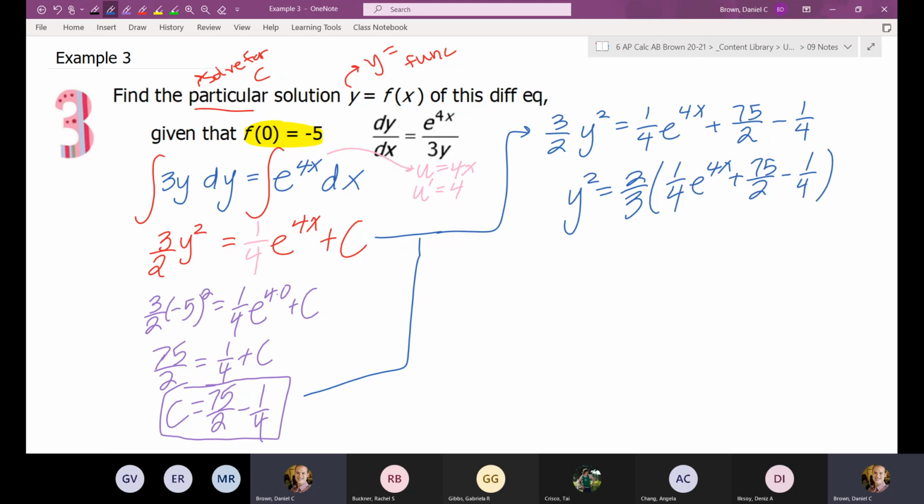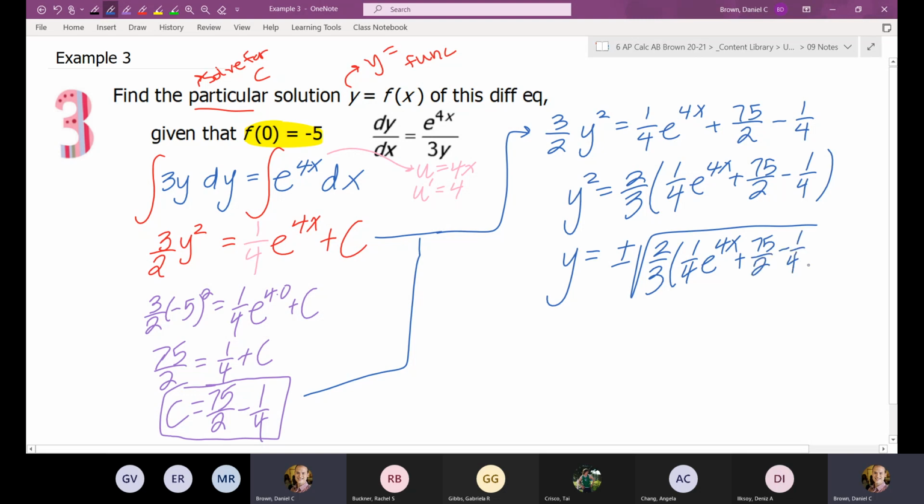Square root. What do I need to remember about taking a square root when solving an equation? Plus or minus. And that is important, of course. So this is my equation, and we want to always check to make sure we have answered the question being asked. We have found a particular solution. This is, the C has been solved for.